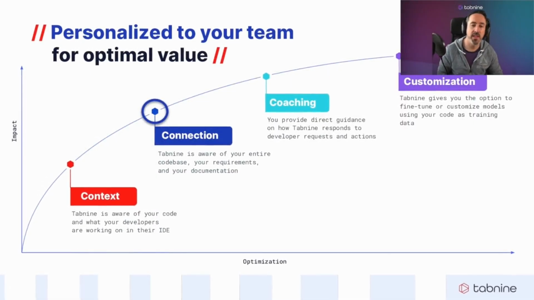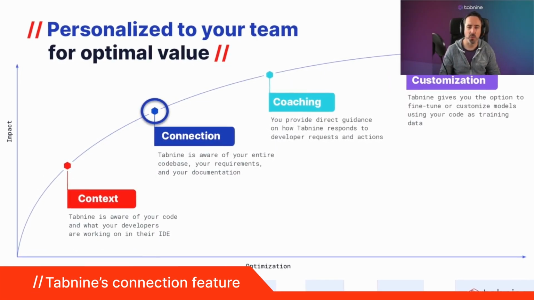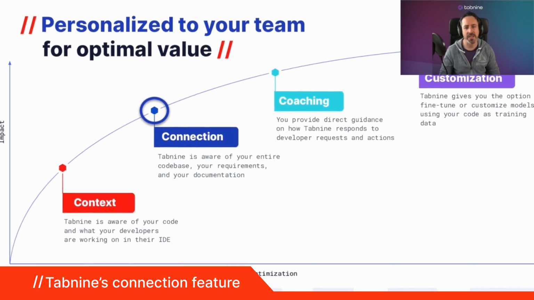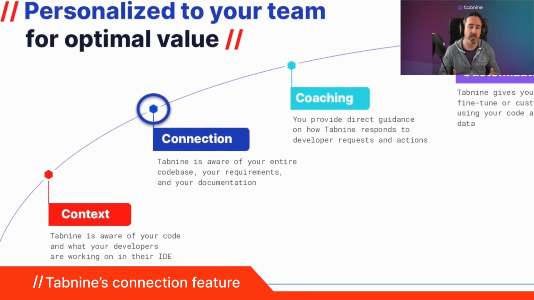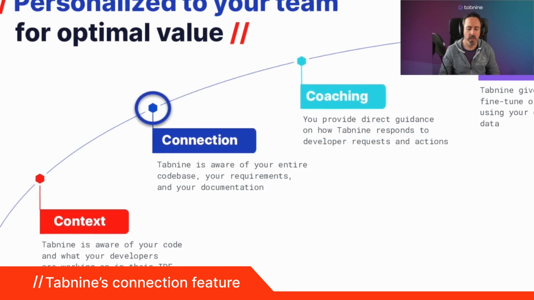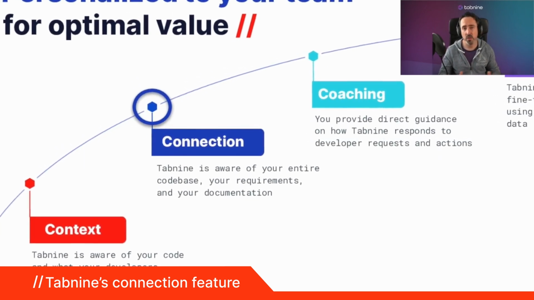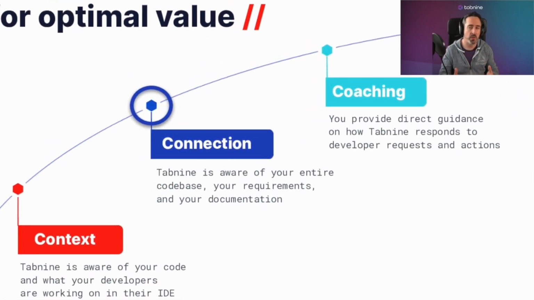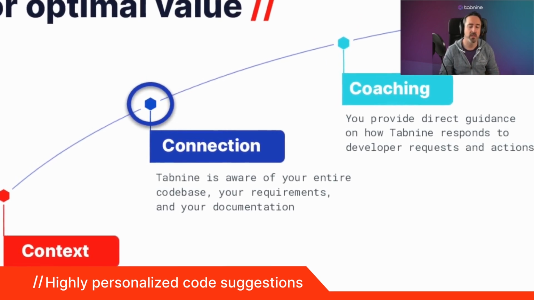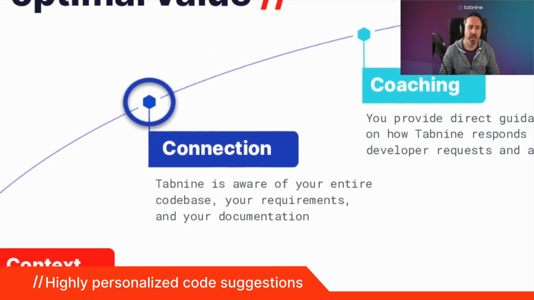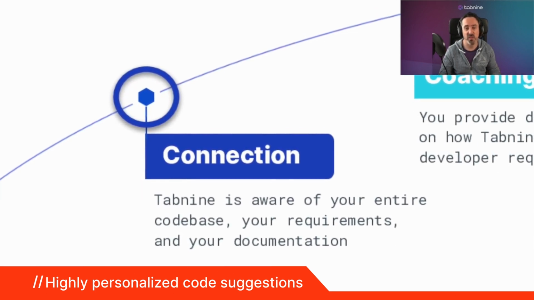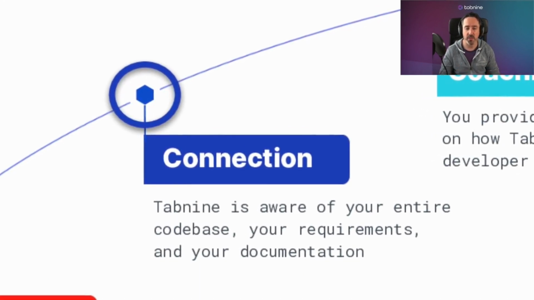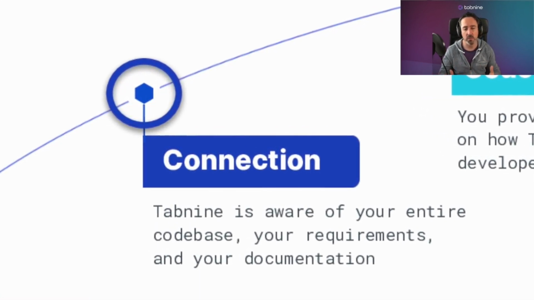In this section, we're going to look at Tabnine's connection feature, which allows organizations to connect Tabnine to a number of carefully curated internal Git repos. And by doing so, this allows Tabnine to offer the end users highly personalized code suggestions. And these are suggestions that very often are safe, tried and trusted coding patterns to solve common problems within that organization.